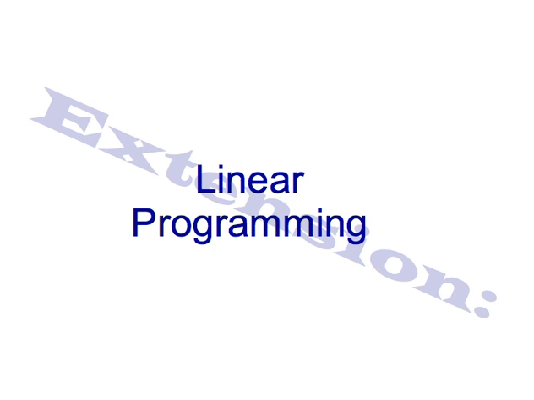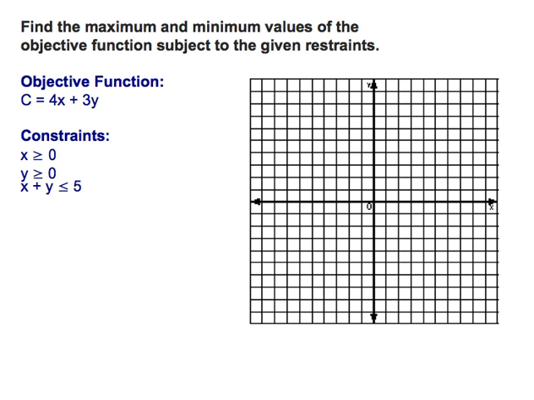All right, we are now on 3.3's extension. We call this linear programming. And this is pretty cool because this is where it gets into the real life stuff of solving systems of inequalities. The first thing we need to do is find the maximum and minimum values of the objective function subject to the given constraints. So what we're going to do is try to find the min and the max of this objective function equation right here, given these constraints.